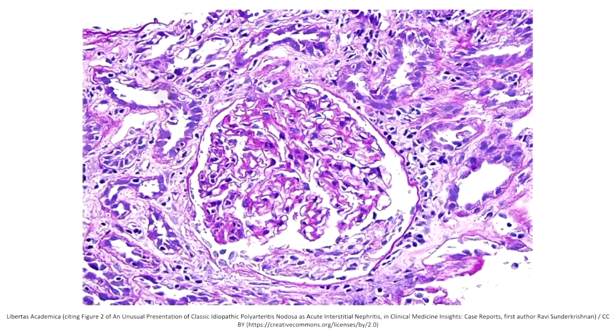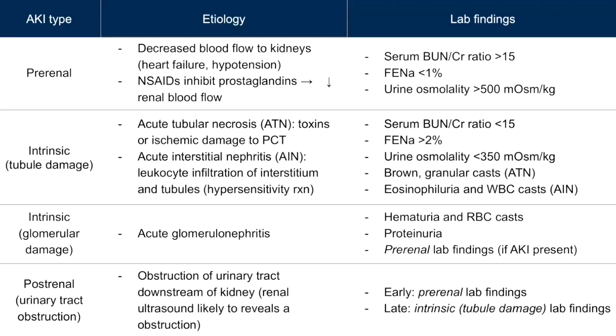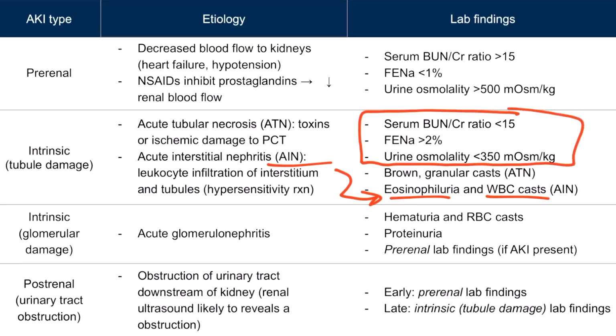Now, here's a micrograph of acute interstitial nephritis. Here are the tubules, and we can even see the glomerulus. The interstitium is all this stuff, everything between them. And you can see leukocyte infiltration throughout this interstitium. And some of those leukocytes are even entering the tubule and damaging that. So going back to the table, acute interstitial nephritis can result in eosinophiluria and white blood cell casts. And that's in addition to these other lab findings that are common to all intrinsic tubular damage injuries, like acute tubular necrosis. Let's try another question.